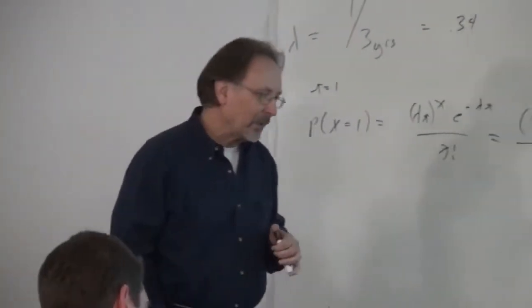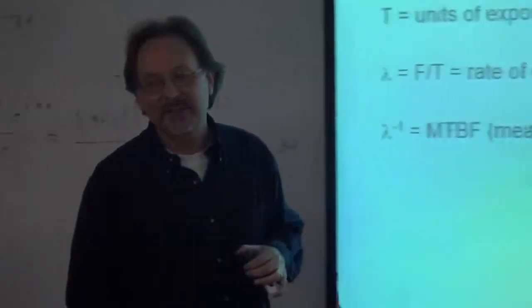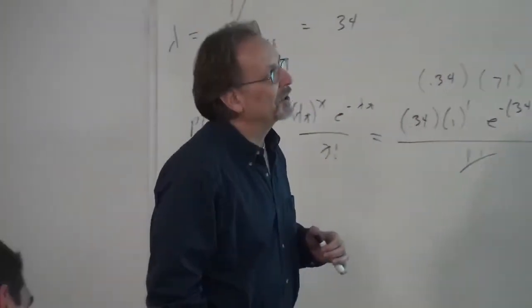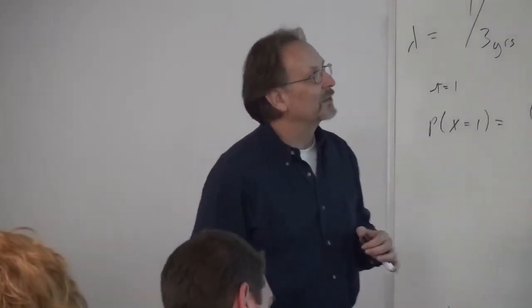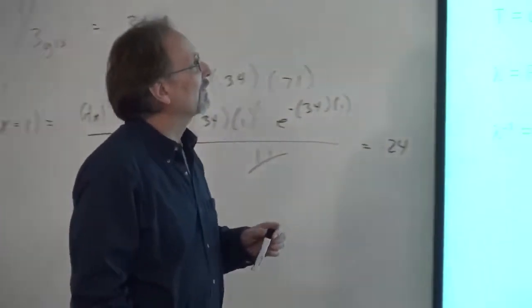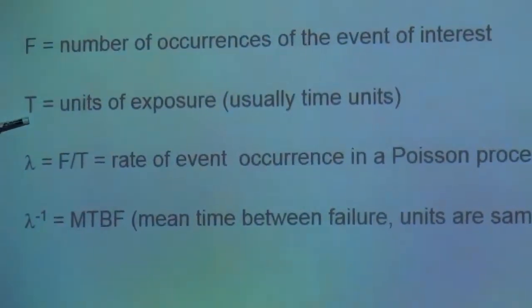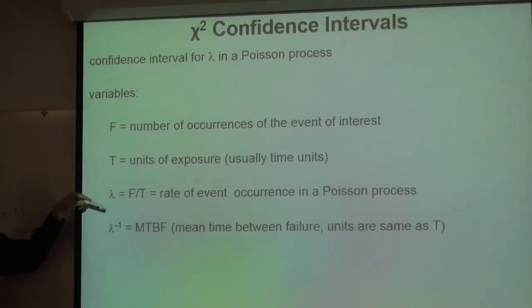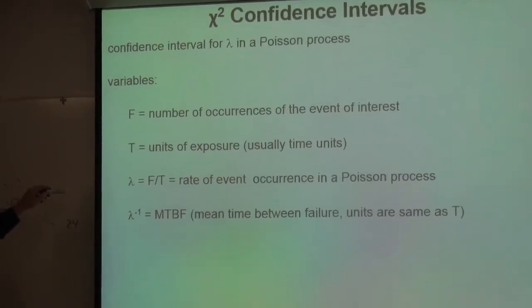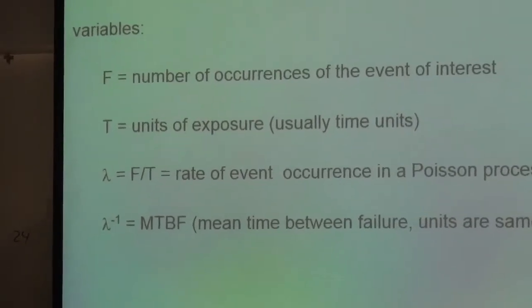Now, Kyle asked a good segue question as to what happens when this changes. Well, let's look at confidence intervals on lambda, because to build a confidence interval, you need the number of occurrences of the event of interest and the number of units of exposure. F over t is lambda, in the nomenclature that I'm using for the confidence intervals. And the reciprocal, or lambda inverse, is the mean time between failures.